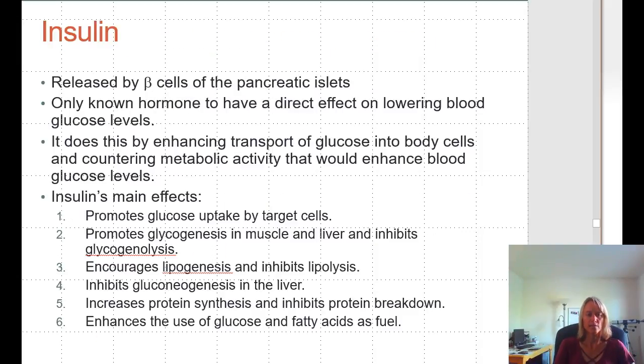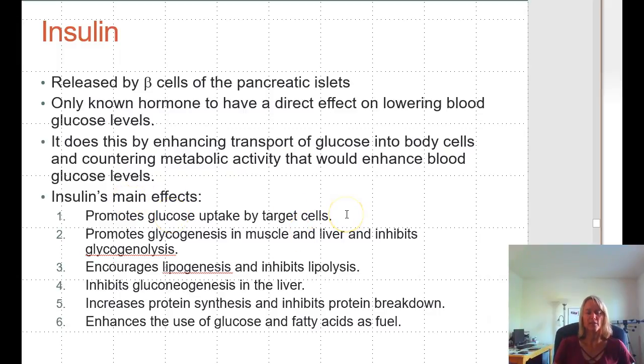Insulin is the primary hormone to regulate blood glucose levels. Insulin is released by the beta cells of the pancreatic islets. It is the only hormone we know of that directly lowers blood glucose levels. It does this by enhancing the transport of glucose into body cells, as well as countering the metabolic activity that would enhance blood glucose levels. So its main effect is to promote glucose uptake into target cells.